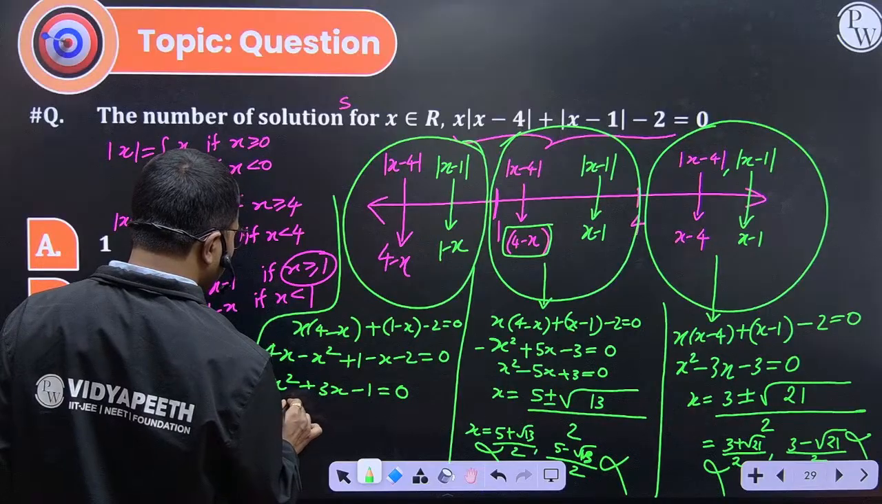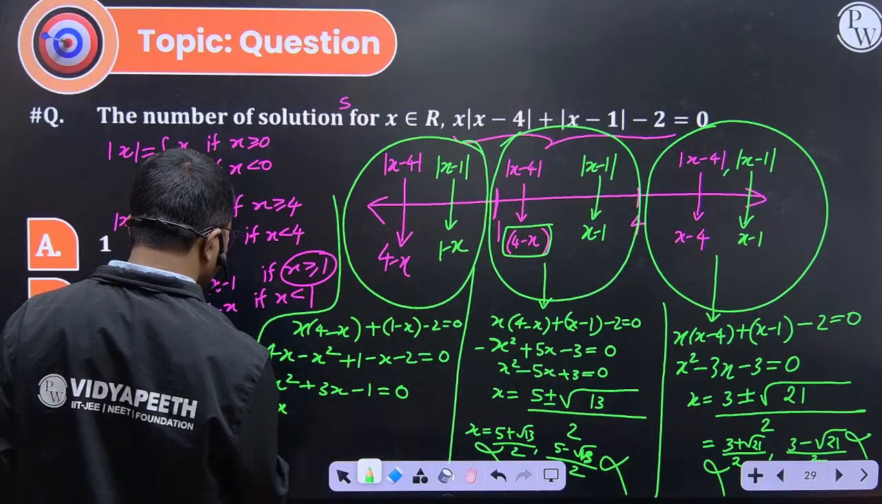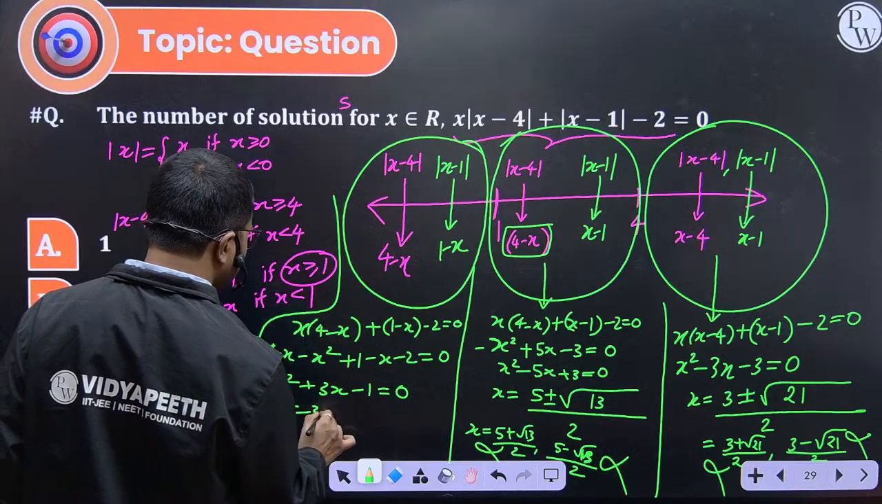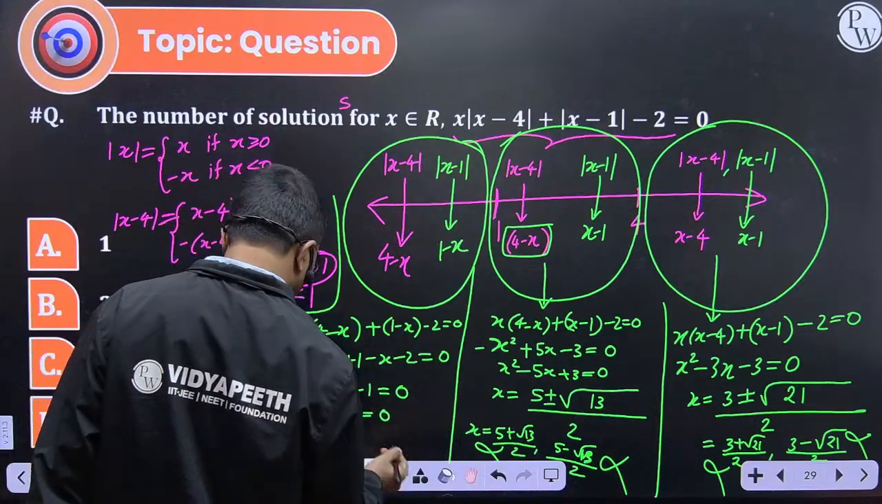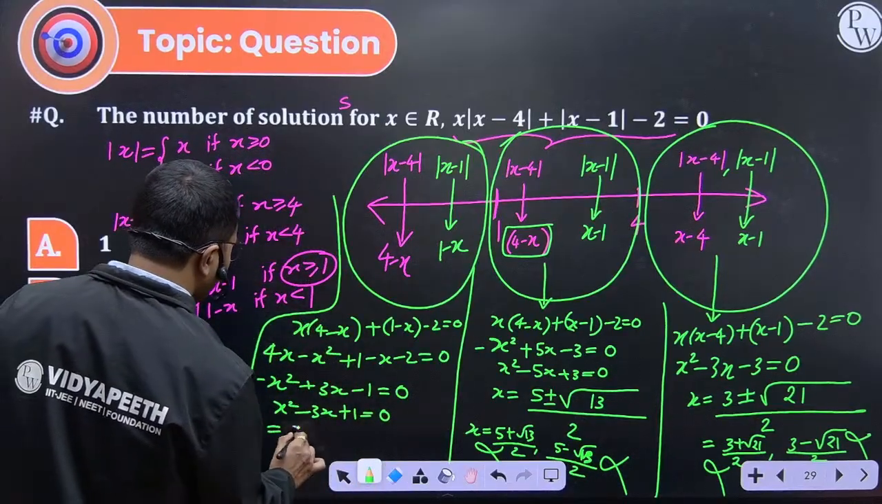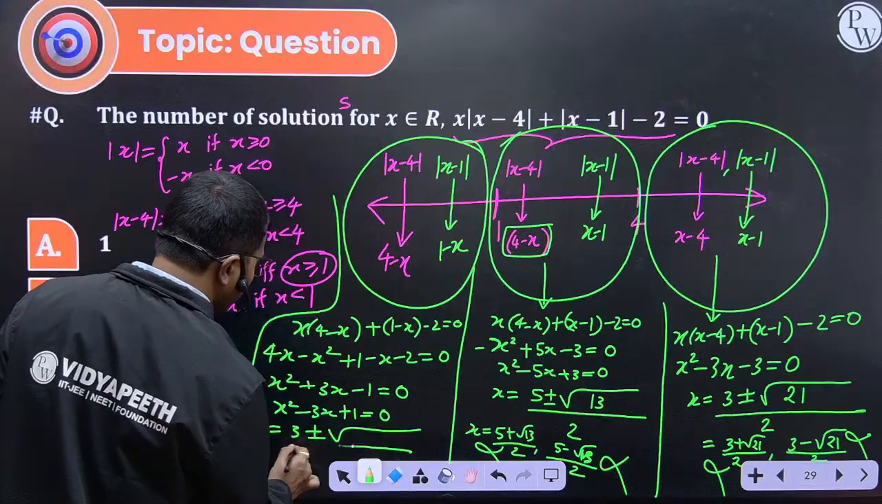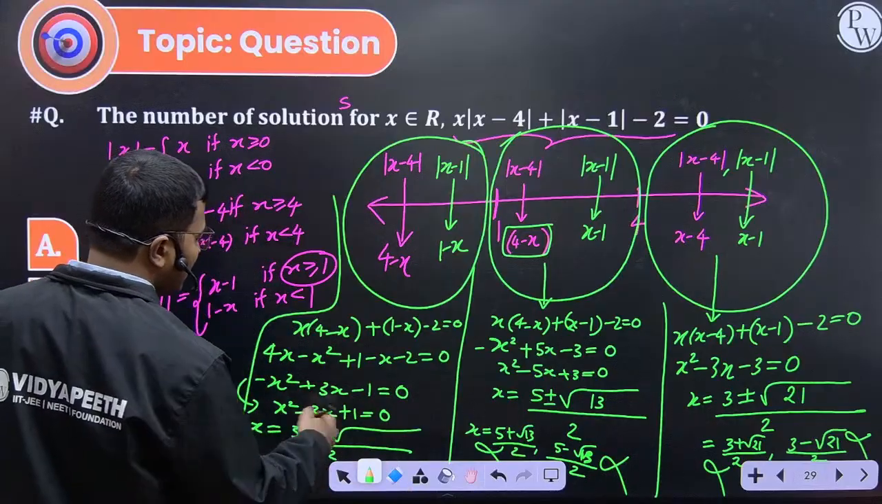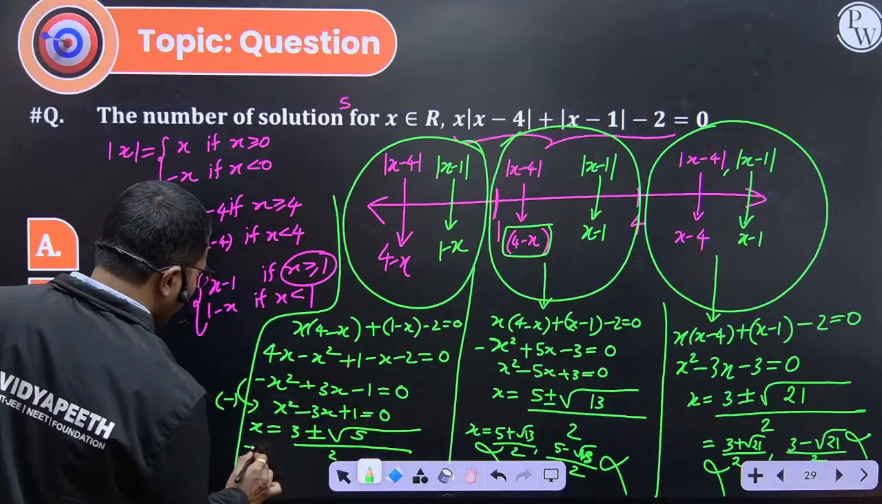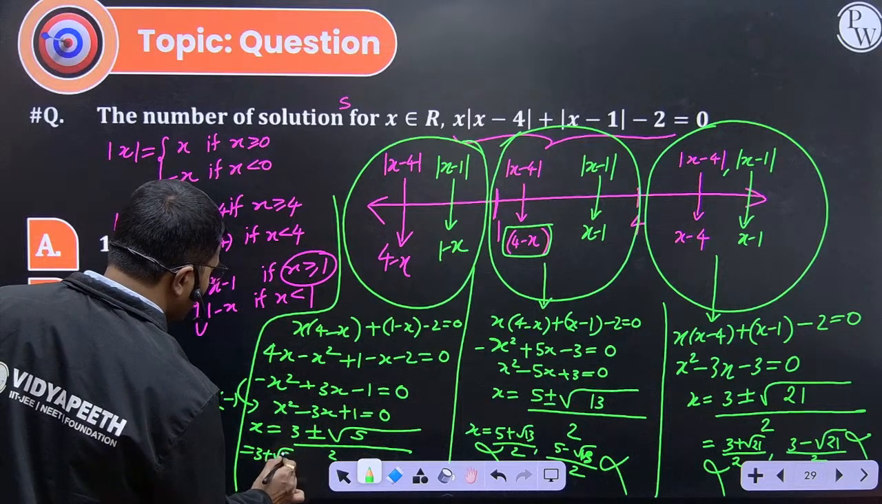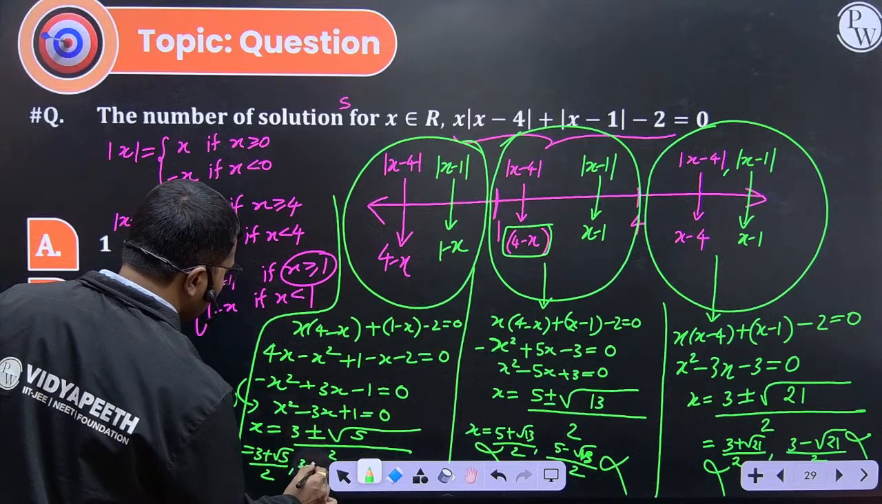So if we multiply with minus on both sides, correct? So what do I get? x square minus 3x plus 1 is equal to 0. Again use the quadratic formula. x is equal to 3 plus or minus root of b square minus 4ac by 2a. b square 9 minus 4, 5. So we are getting two values, 3 plus root 5 by 2, 3 minus root 5 by 2.